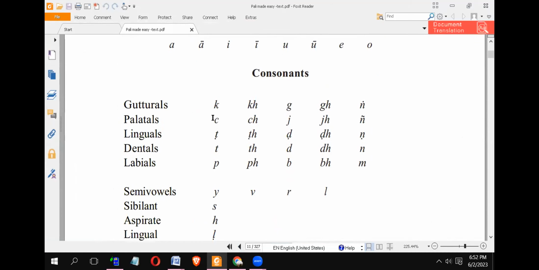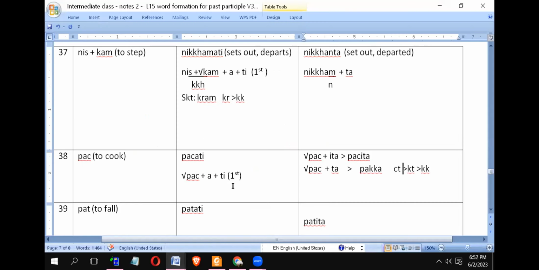You see the C. Where are my drawing things? Where is it? Okay, now you see the palatal C. C changes to K, because they are the same, in the first column. Sumita, yes. C can change to K, first column. Okay, so now this is easy.